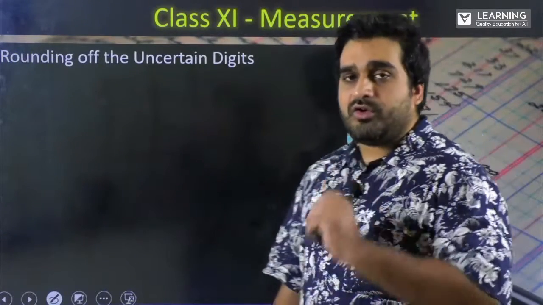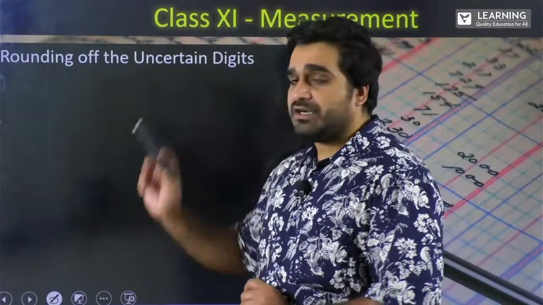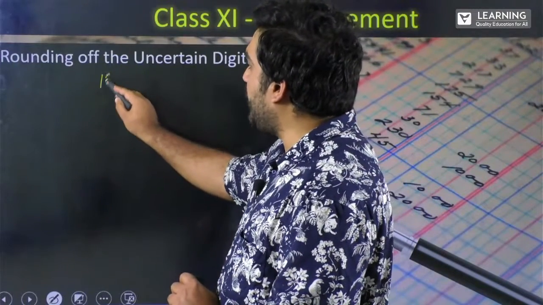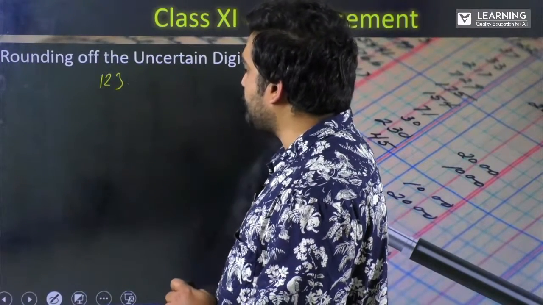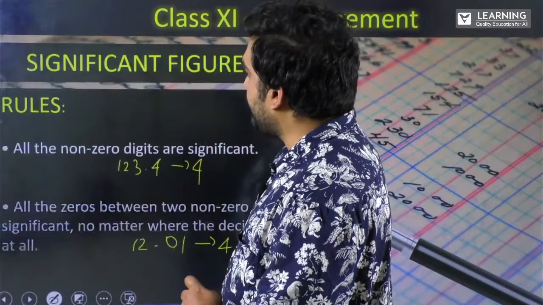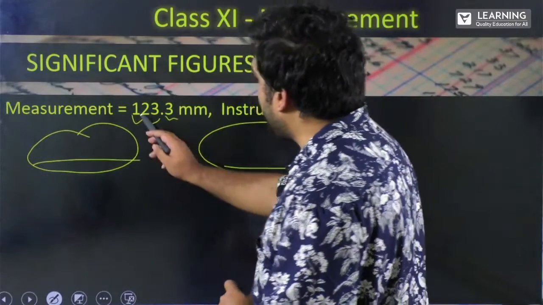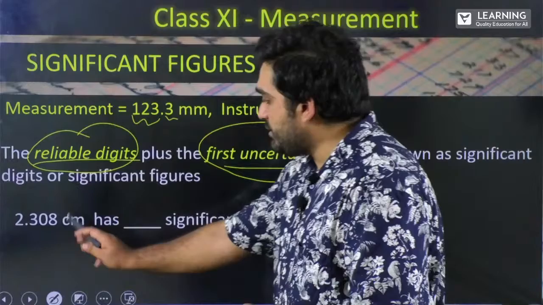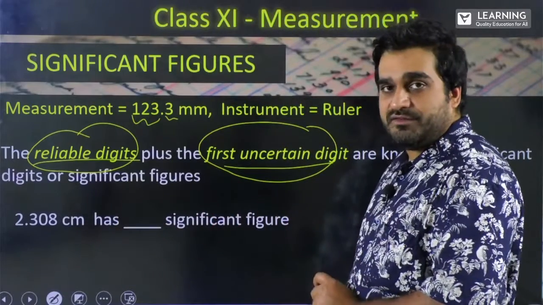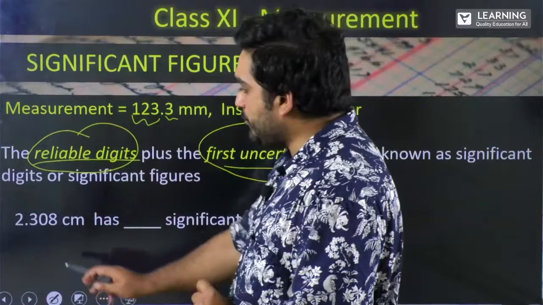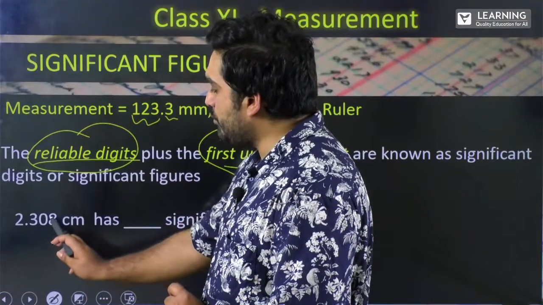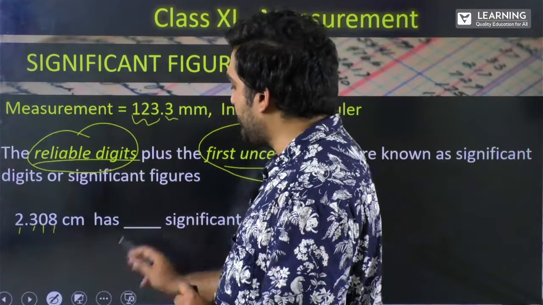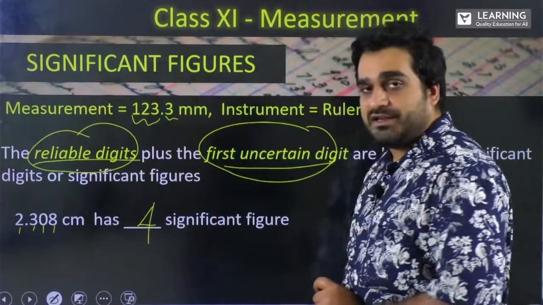Now, one quick rule about rounding off uncertain digits. We learned there are 3 reliable digits in an example which was 123.3. Let's go back and see what that is once again. Oh yeah, 123.3. And also the answer to this question: 2.308 centimeters has how many significant figures? By applying the rule, you see 0 is between two non-zero numbers. So you have 1, 2, 3, 4. So it has 4 significant figures.